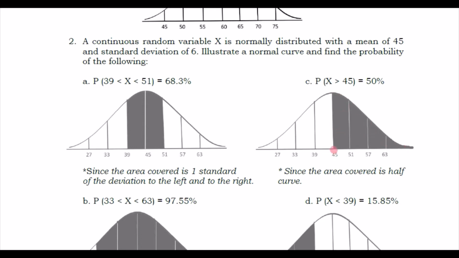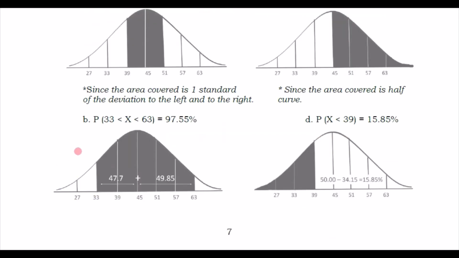Okay? So, hanapin natin yung area ng greater than 45. So, alam naman natin na ito yung mean at nasa middle tayo. So, ibig sabihin, both sides, left and right, are 50%. So, lahat ng tataas sa mean, kung kukuhanin natin ang area from the mean pataas, that is 50% because it is half of the curve. Okay, so alam naman natin na ang total area ng curve is equal to 1. So, yung half ng curve is equal to 50%. Okay.